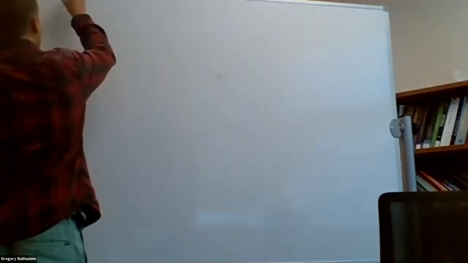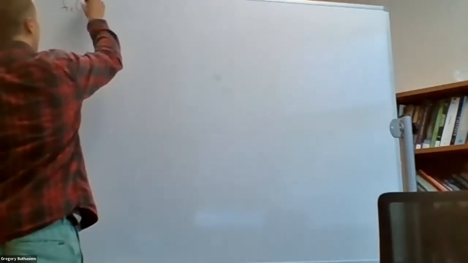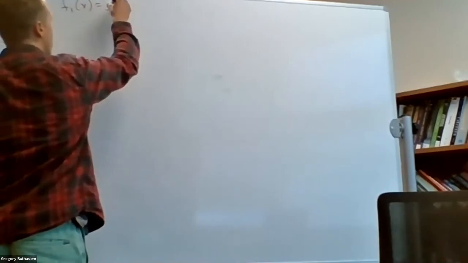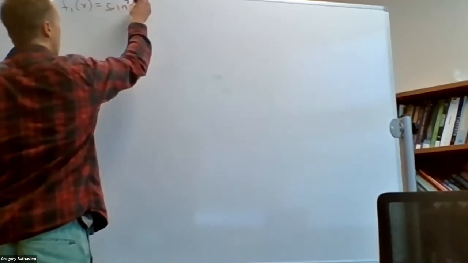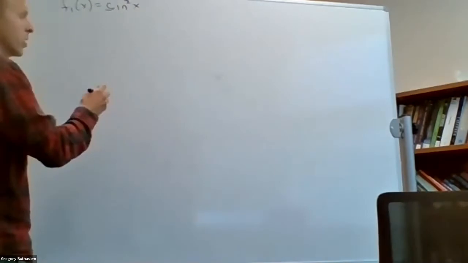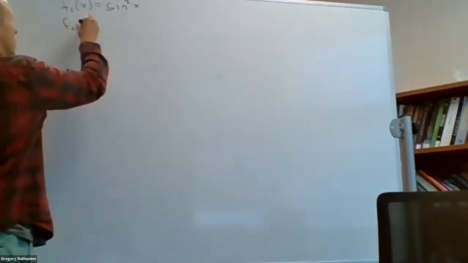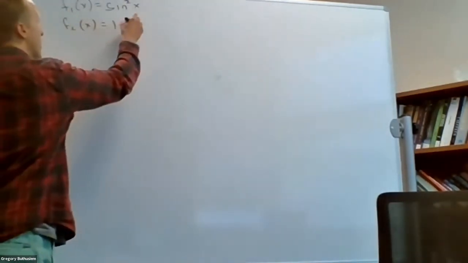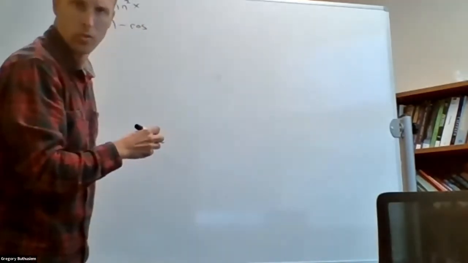So F1 is sine squared, right? Is that what it says? Say it's sine squared, and F2 is 1 minus cosine 2x.